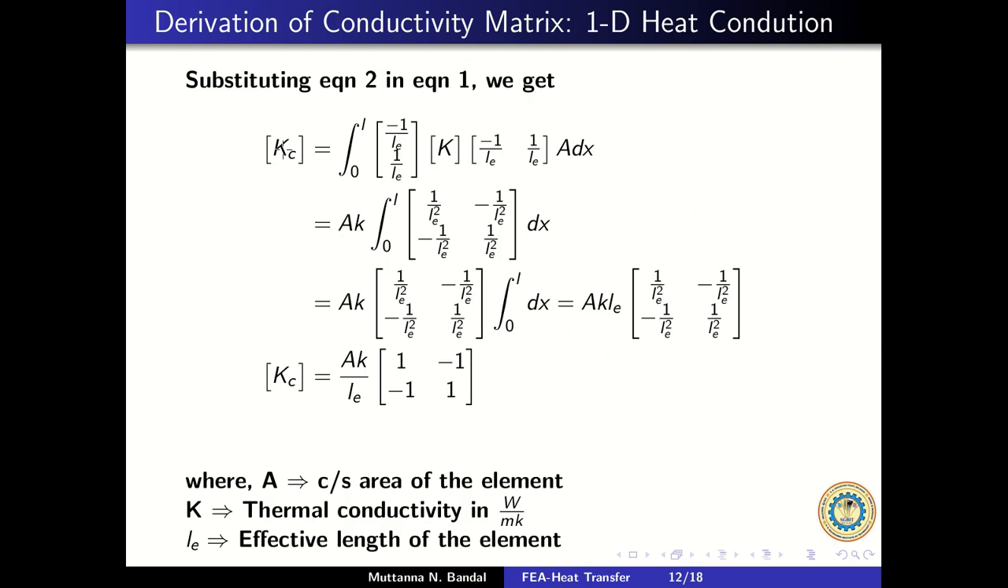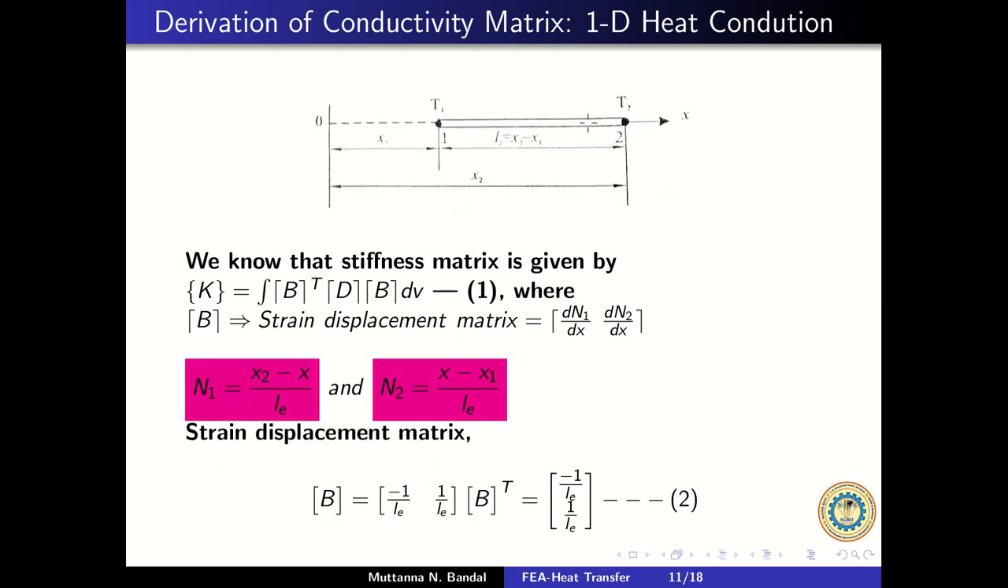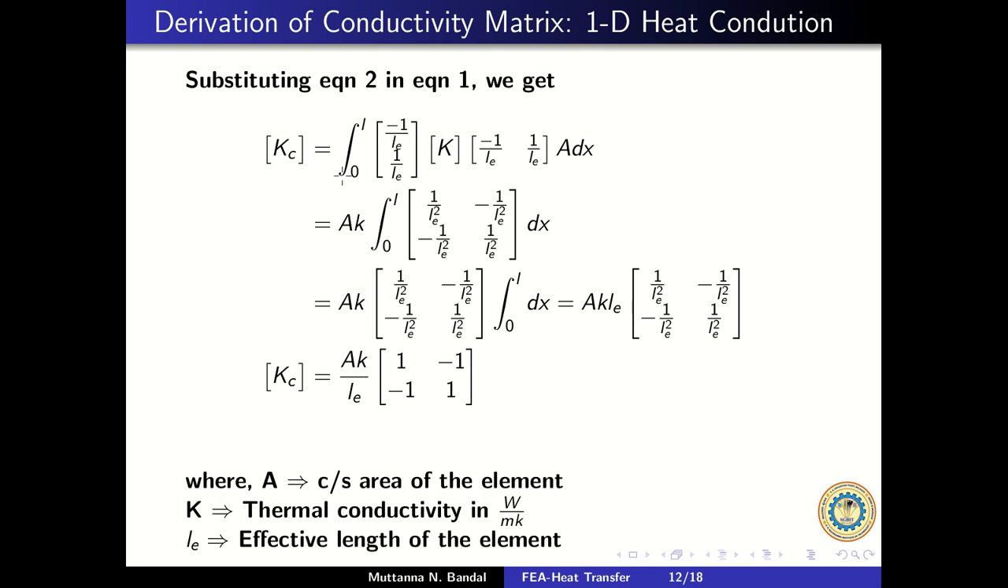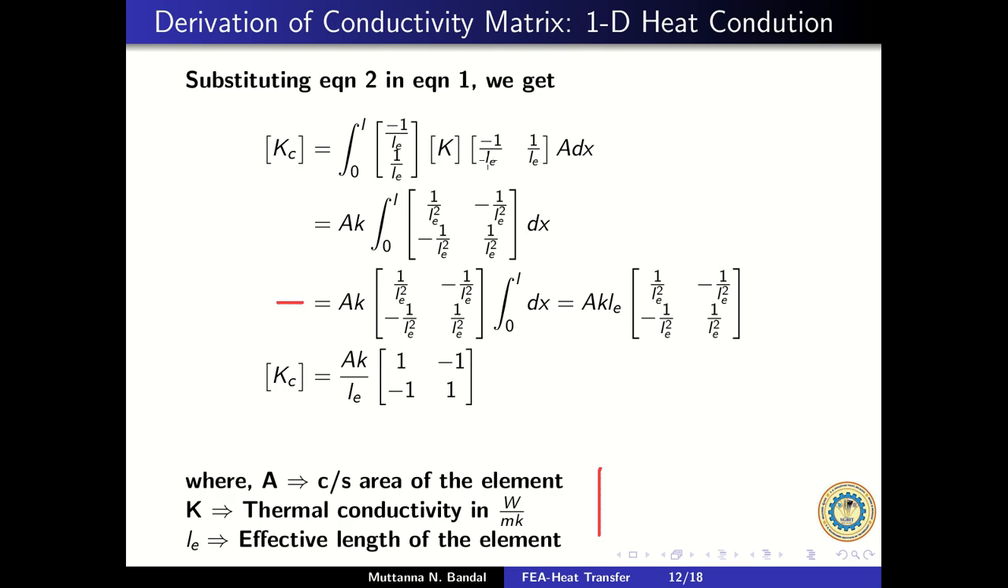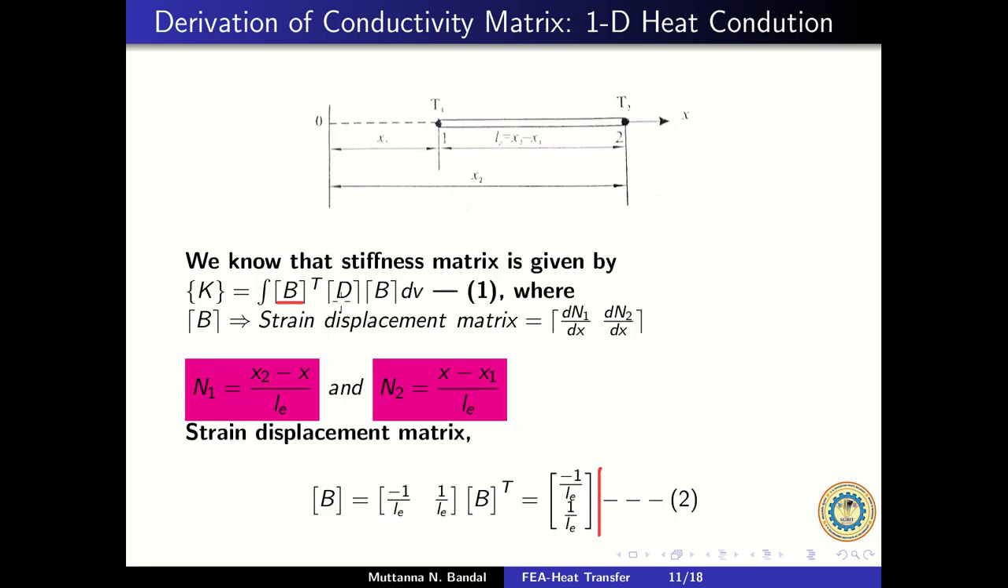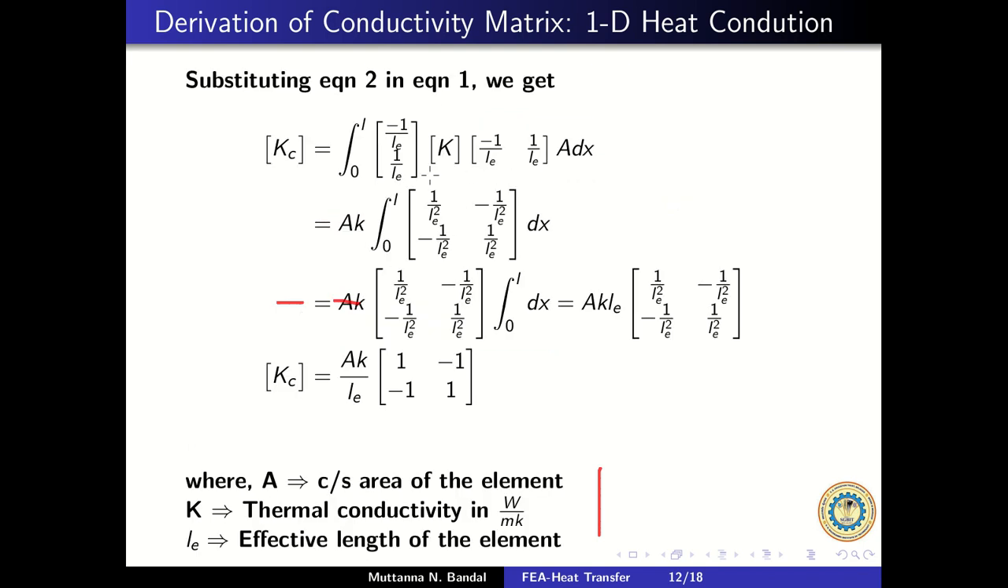So Kc stands for the conductivity matrix, which is equal to the integration from 0 to L, because I'm interested in the temperature distribution over this length L. Integration from 0 to L of the B matrix, B transpose, K. Here D is replaced by K because it is our convention that we will be using K for the thermal conductivity, which is a property of the material.